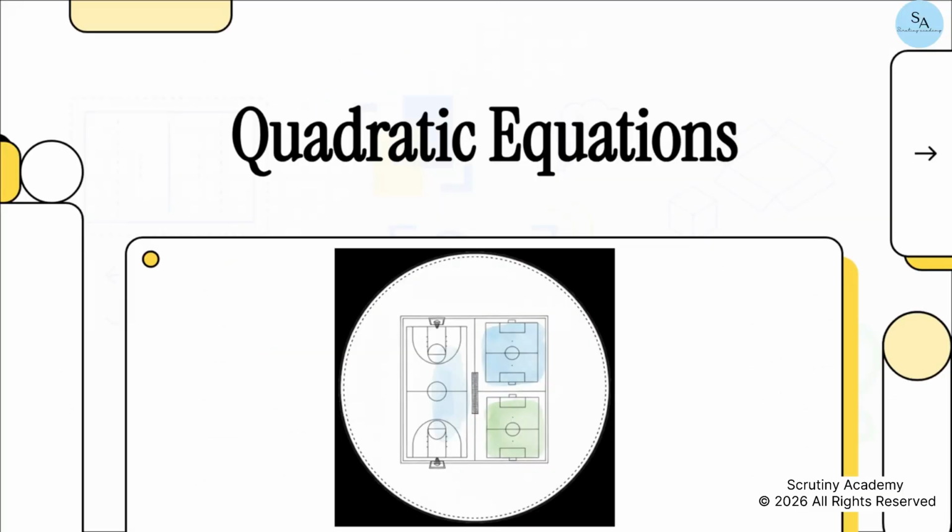Hey everyone, and welcome. Today, we're going to tackle something from your math textbook that might seem a little tricky at first: quadratic equations. But what if I told you they could help us build a kho-kho court or even design a box? Yep, let's dive right in and see how.